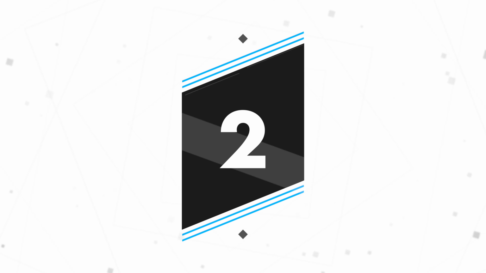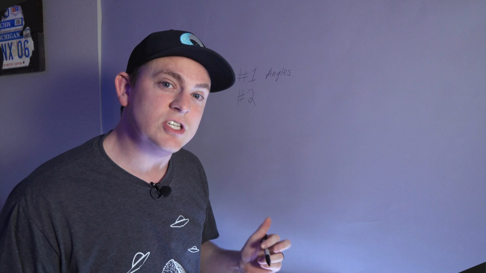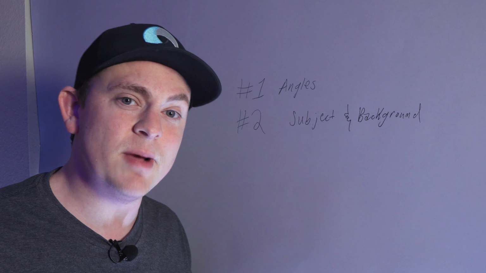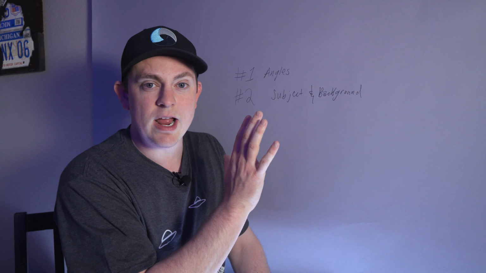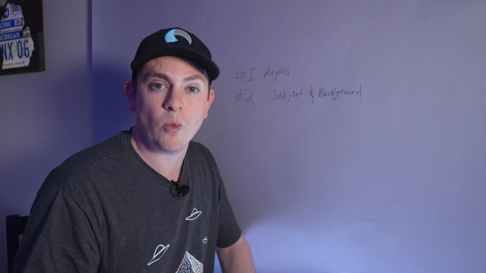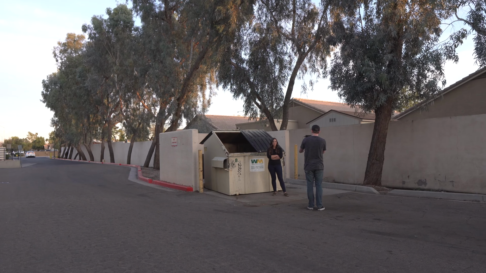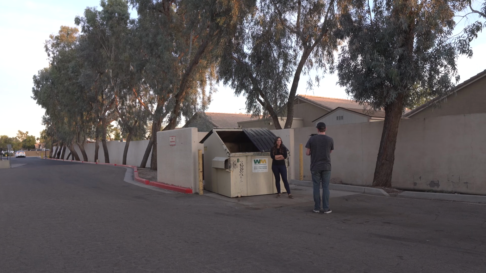Step number two is to get some distance between your subject and the background. And sorry, my handwriting is terrible. If your subject is right up against that ugly wall or building or whatever it is, there's definitely no way you're gonna be able to blur that out and keep the viewer's eye focused on the subject.